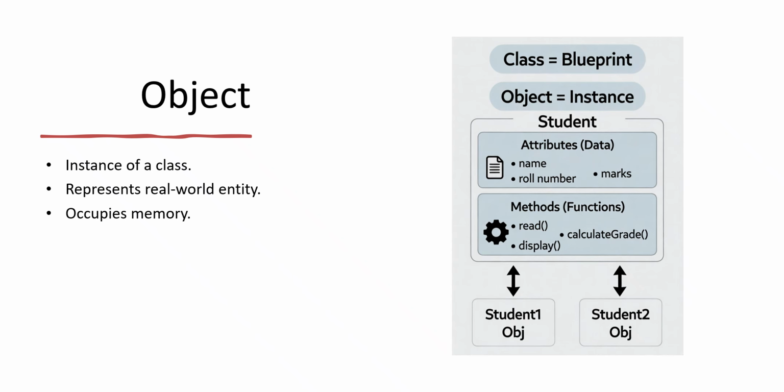Each object has its own copy of data members like name, roll number, marks, etc. But they all share the same structure defined by the class. Objects are created to actually use the class in the program. When you create an object, you can access its attributes and call its methods using the dot operator. This is how object-oriented programs work, by creating objects and making them interact. So, in real applications, thousands of objects may be created, like users, transactions, products, etc., each representing one entity.